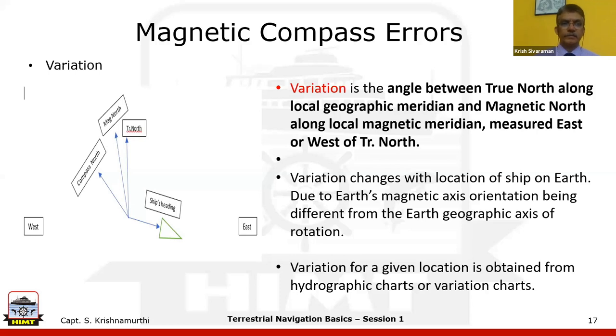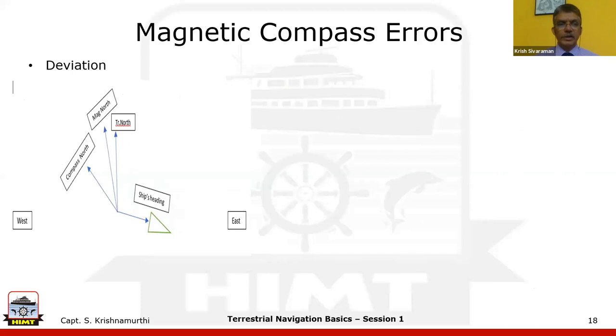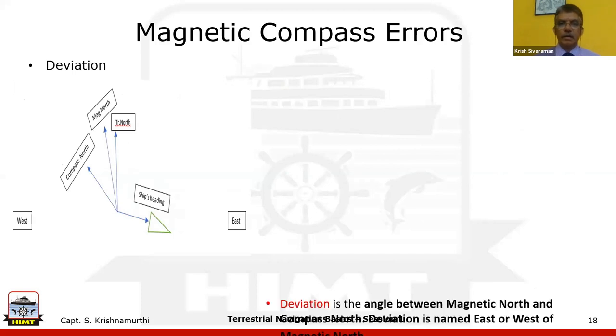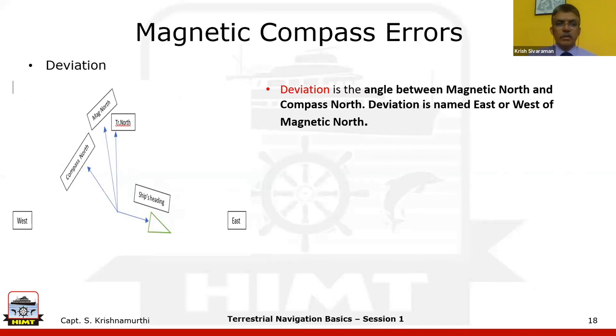Okay, excellent. Now, let's talk about deviation. When the compass north lies either to the east or west of the magnetic north, and mind you, the reference here for deviation is magnetic north, okay? And the compass north lies either to the west or to the east, then it is said to have a deviation. Why does deviation happen? As the ship's head changes, deviation changes. Agreed. But why does deviation happen in the first place?